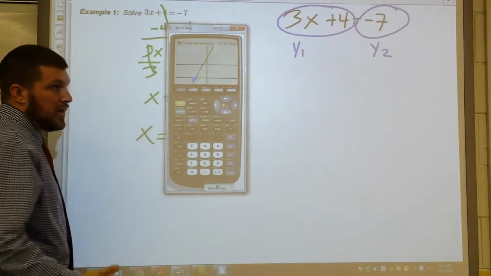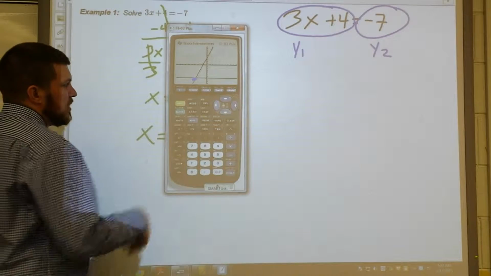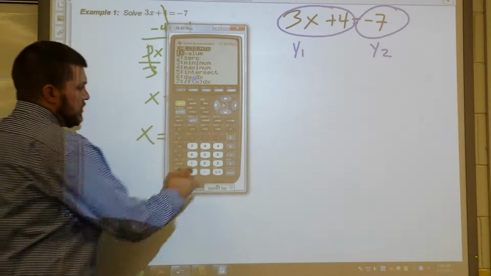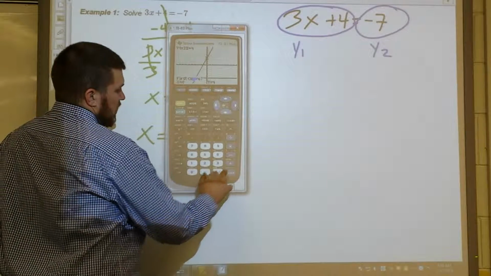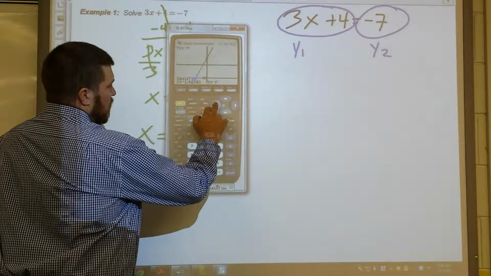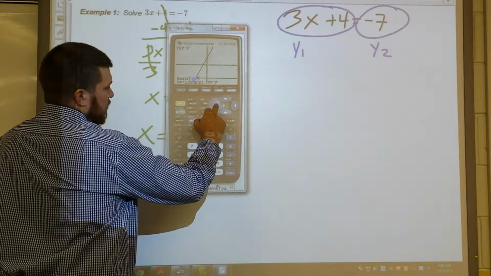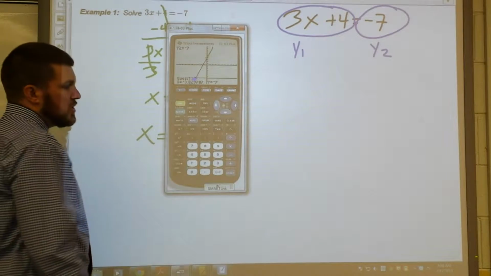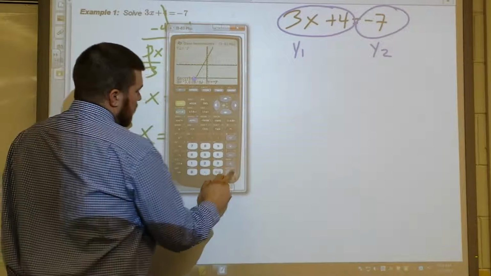So now I'm going to use the calculator to figure out what that point of intersection is. To do that, I'm going to hit second calc, option 5 for intersection. First curve, I'm just going to hit enter. Second curve, I'm just going to hit enter. And then I'm going to move this flashing cursor using my left and right arrow keys into position. Once that flashing cursor is in position, then and only then you need to hit enter.